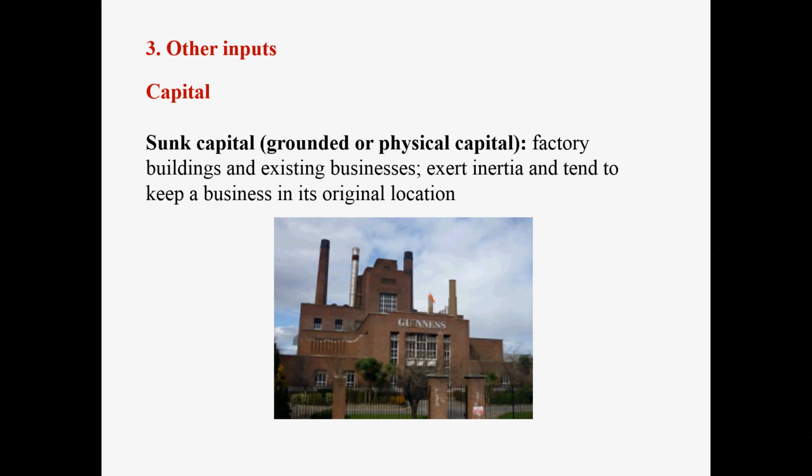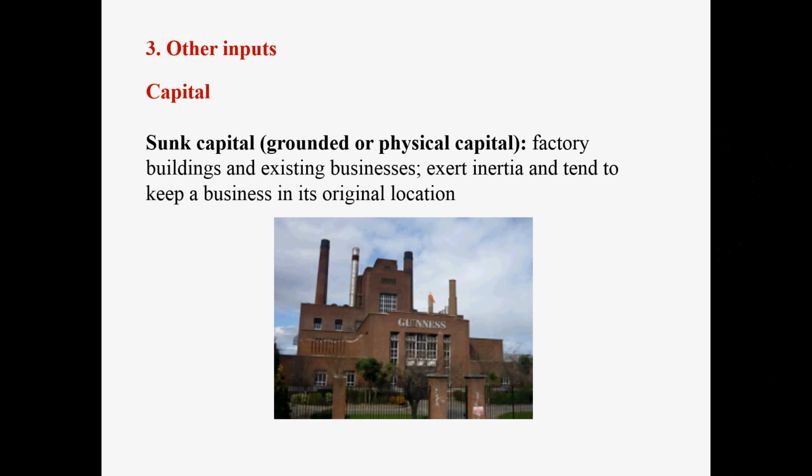Other inputs are important for industry. First, we talk about capital. A different term for capital is sunk capital. Sunk capital refers to physical capital that has already been put in the ground, such as a factory building, the parking lot, the airport runway, any existing facilities on the ground that become very difficult to move.